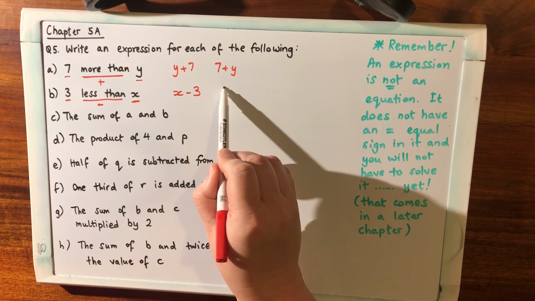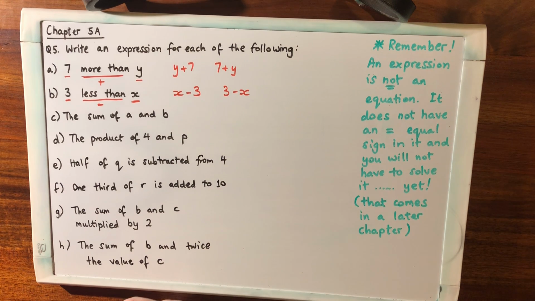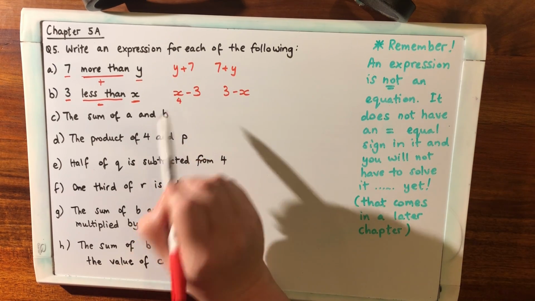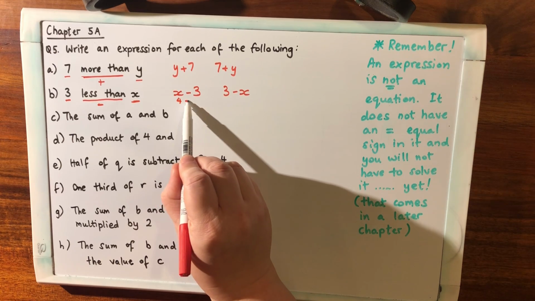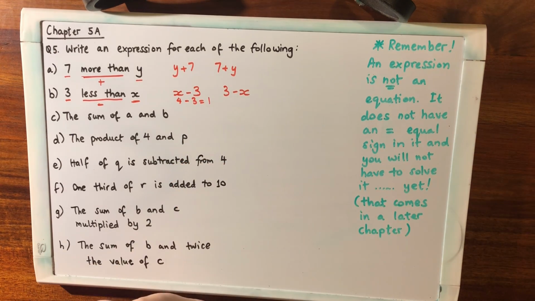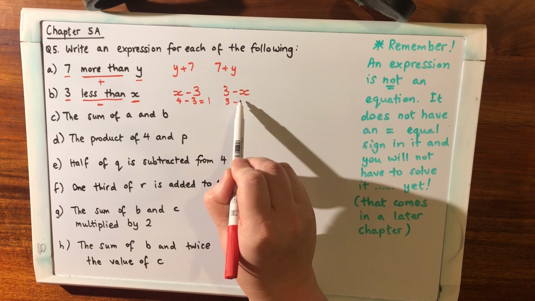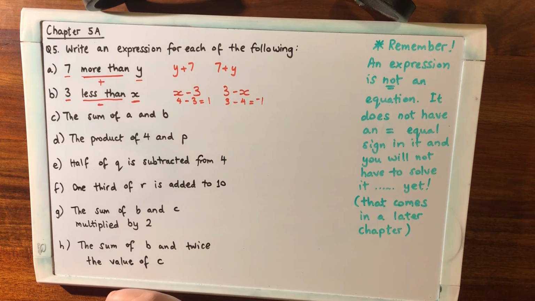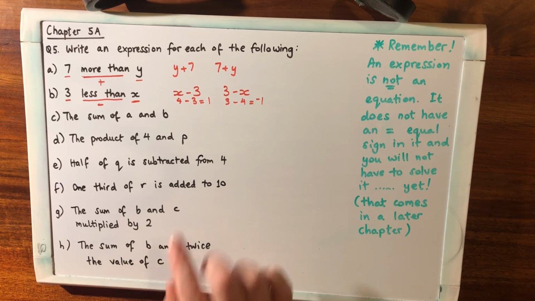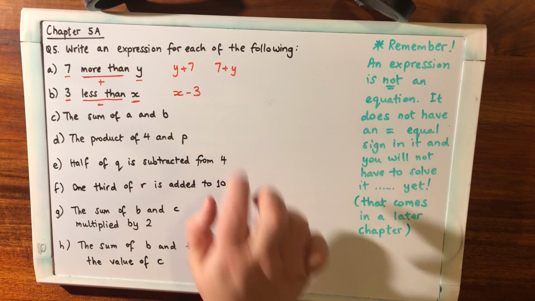Could we write 3 minus x and still have it correct? No, we couldn't, because if the value of x was 4, then let's substitute the value of 4 in for x. 4 minus 3 equals 1, and then 3 minus 4 would give us a completely different answer. So the values would be different, and it really makes it important to make sure you've got the correct order. So in this case, the answer is x minus 3.